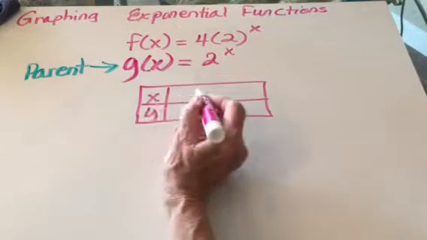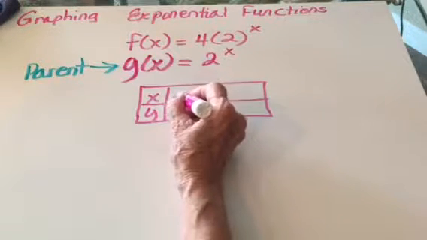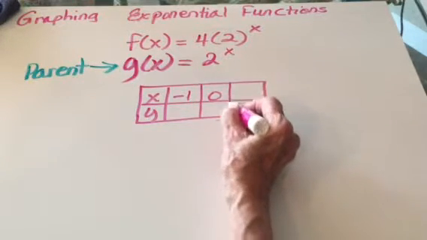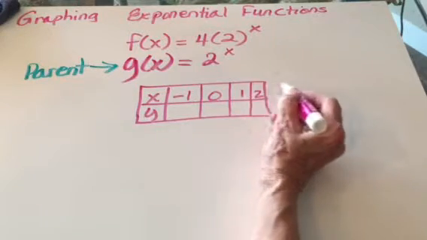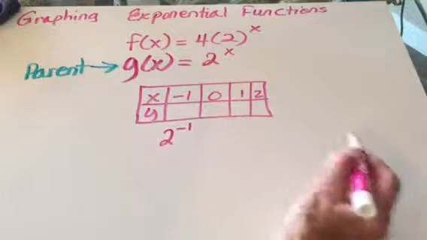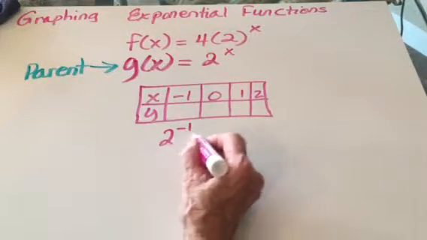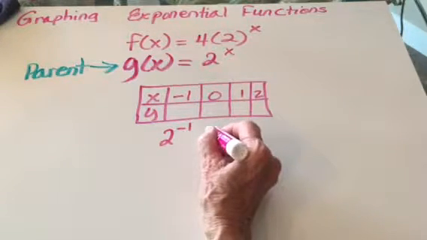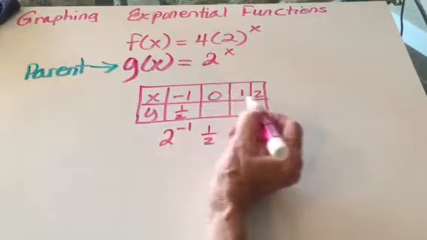X, Y. And I'm going to put a -1, and then I'm going to put a 0 and a 1, and I'm squeezing in here a 2. All right. So what is 2 to the -1? Well, remember, when it's a negative exponent, I just flip it upside down so that it becomes 1 over 2. So this is 1 over 2.